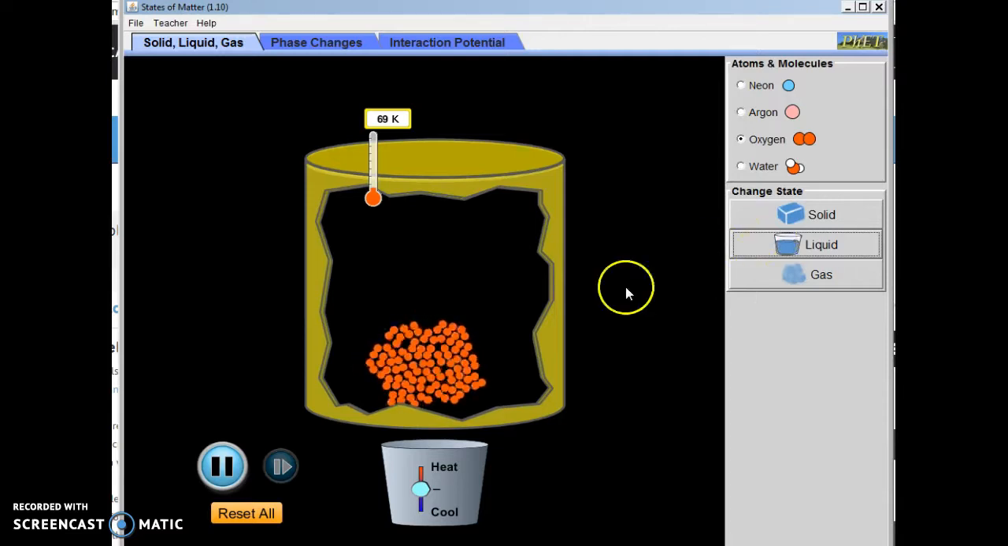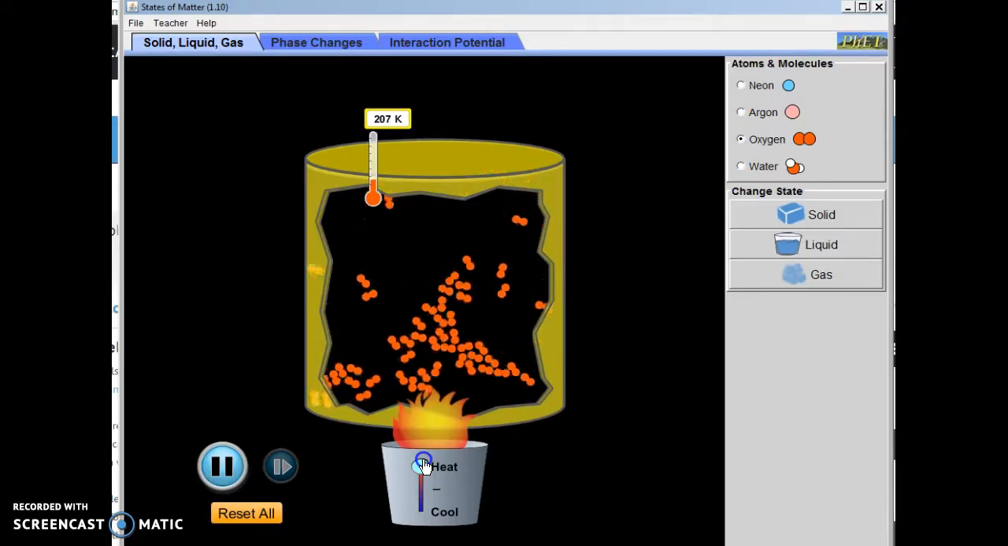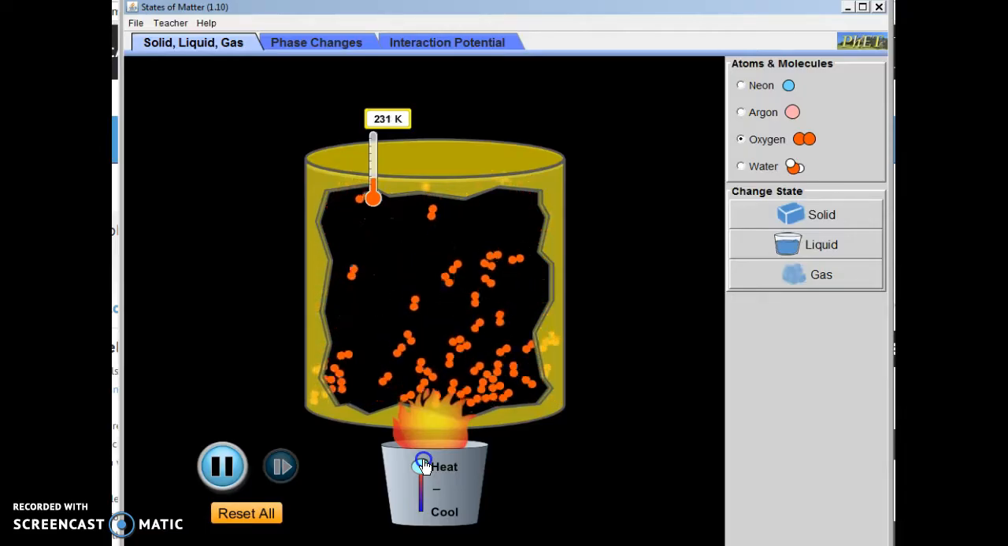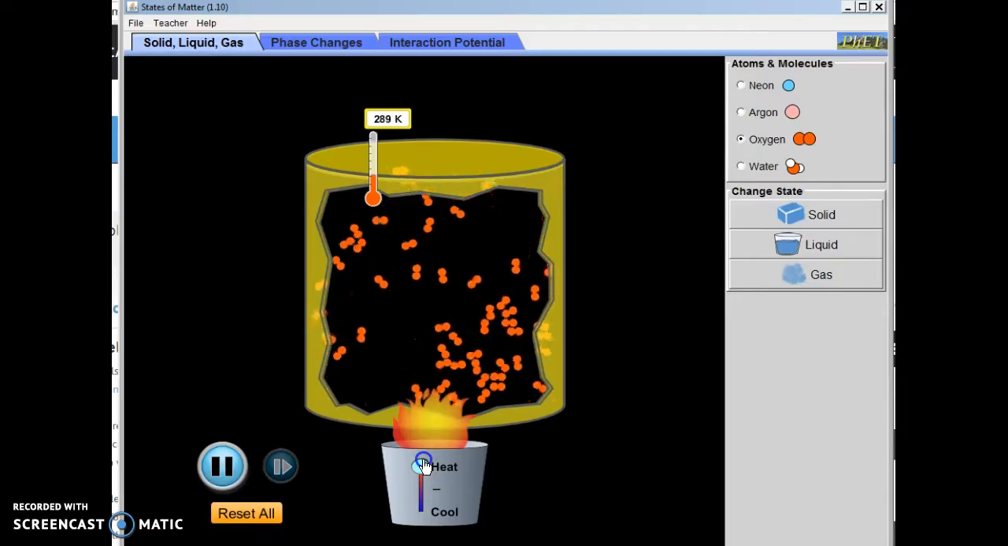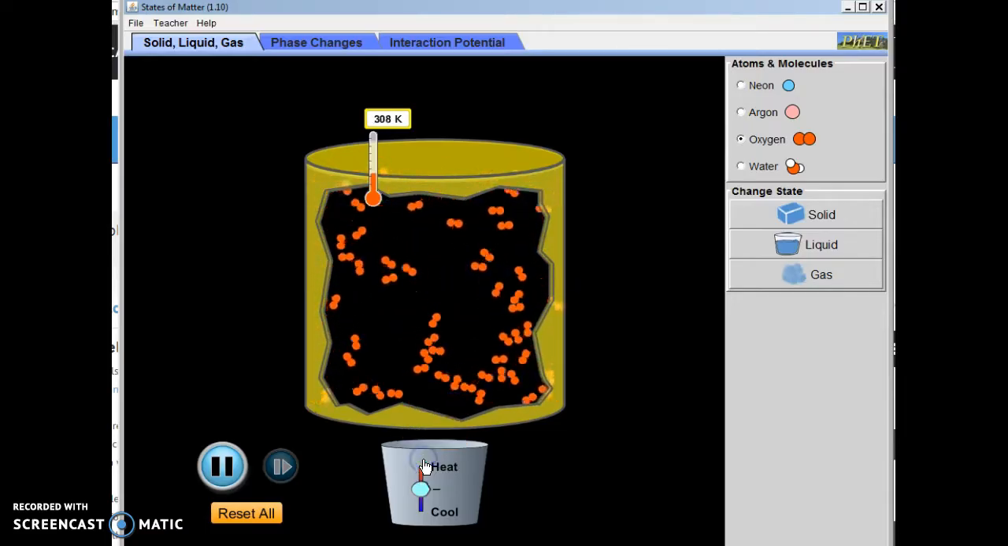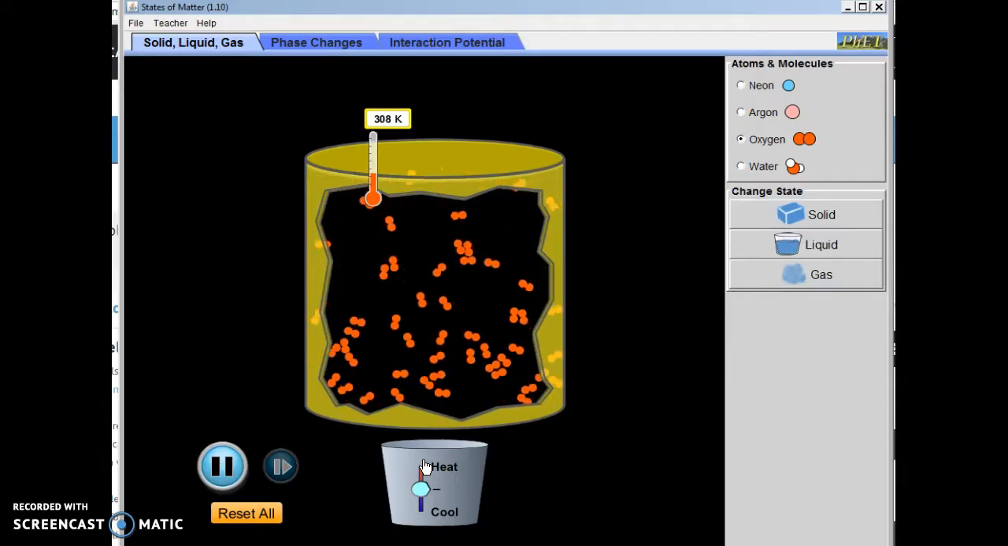So if I continue to increase the heat of a liquid, eventually we're going to turn that liquid into a gas. The more I heat the substance up, the faster those particles are going to move, and then they're going to turn into a gas. What you're looking at now are the particles of a gas.